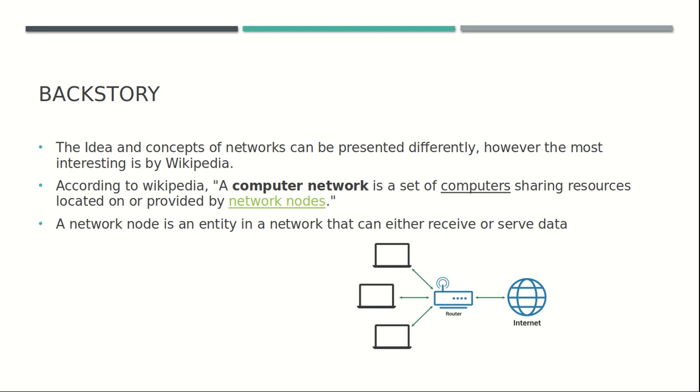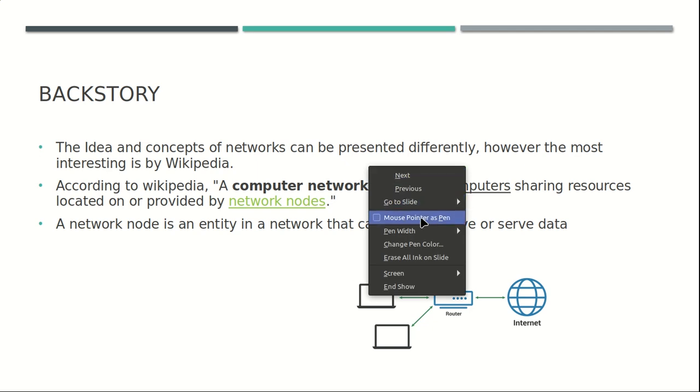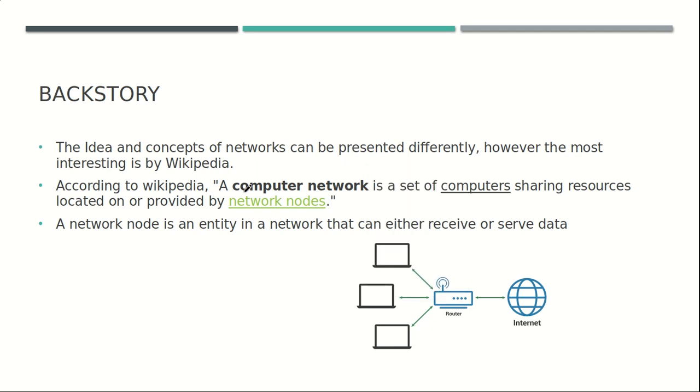Okay, so when it comes to networking, we can do a simple Google search, because we really want to know what a computer network is. If I do that, I'm going to find one of the leading definitions being the Wikipedia definition. And Wikipedia just says, well, a computer network is a set of computers that are sharing resources, okay, that are located on or provided by network nodes.